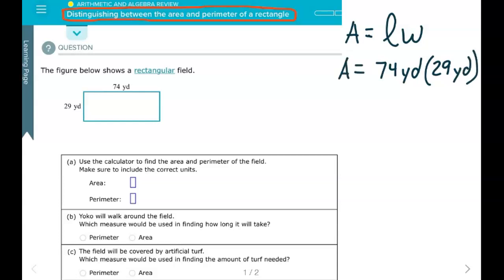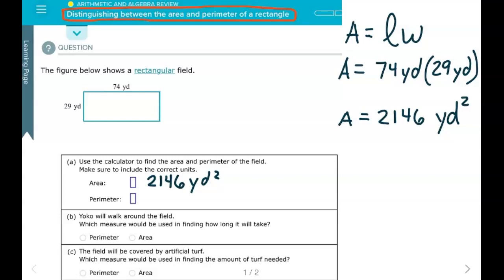Now, yards times yards is yards squared, or yards to the second power. And then we're doing 74 times 29, which is 2,146 yards squared for our area.